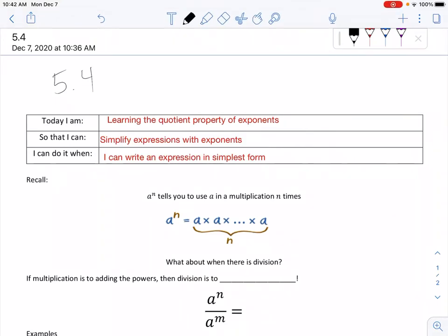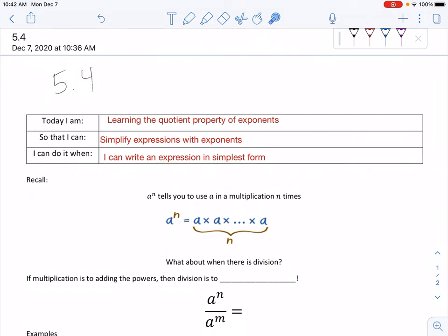Okay, we're going to be taking a look at 5.4. We'll be learning the quotient property of exponents. Quotient means to divide. So we're going to learn what we do with exponents when they're dividing, so that we can simplify an expression with exponents. And you'll know you can do it when you can write an expression in its simplest form.